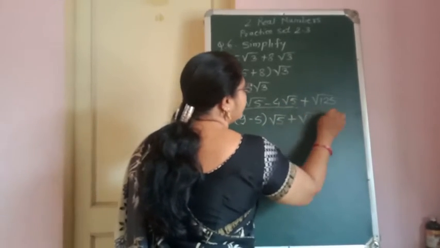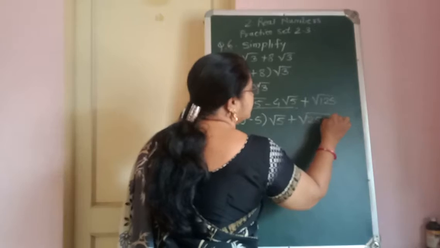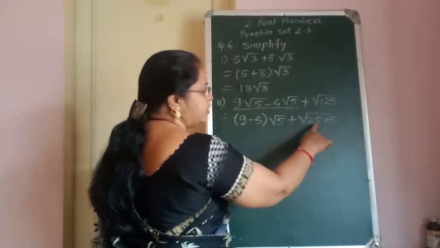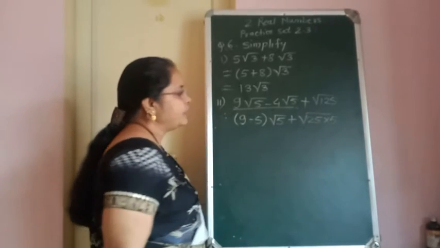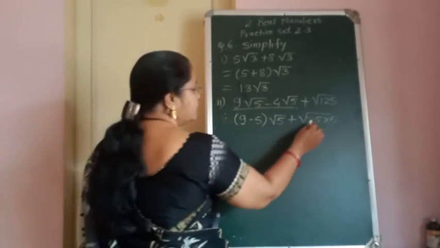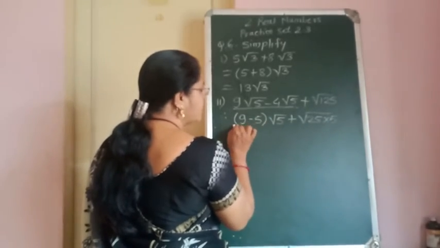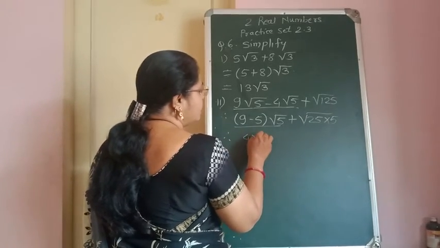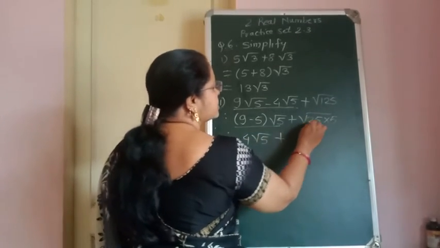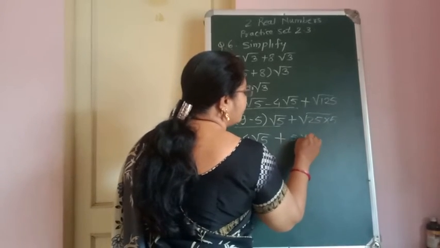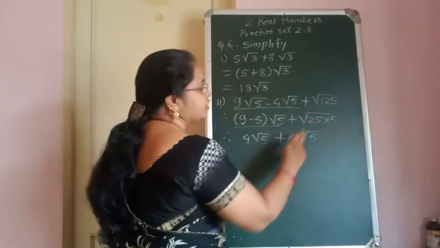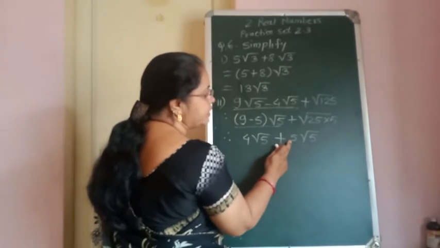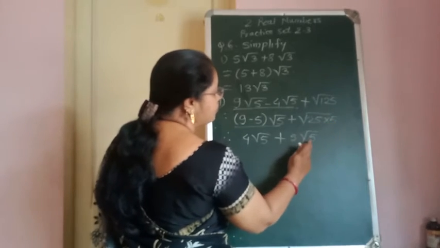Plus this 125 I can write as 25 into 5. Factors of 125 is equal to 25 into 5. Now first solve this bracket. So 9 minus 5, that is 4 root 5, plus value of this, 5 root 5. This square root of 25 I can write outside the square root sign as 5 and this root 5.